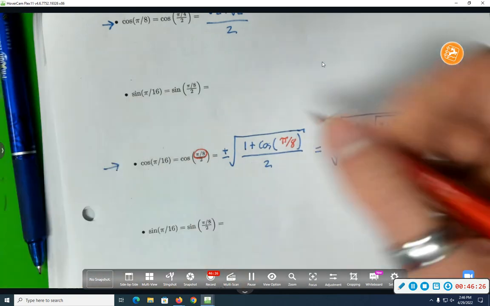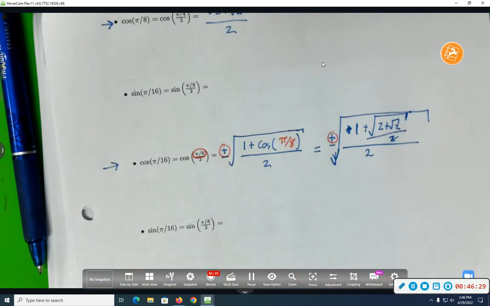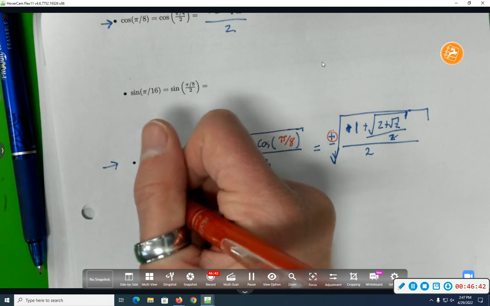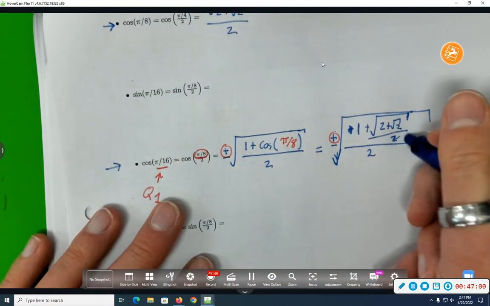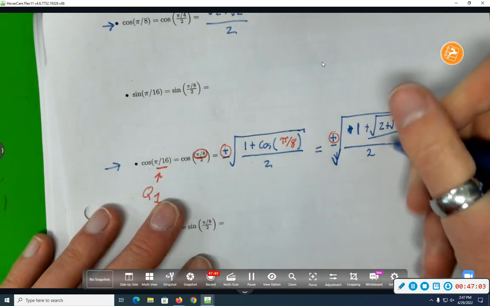And I had a plus here. Why plus? Because it is in quadrant 1. Where is pi over 16 in this case? Pi over 16 is in quadrant 1, so this is a plus. Nice. So we have an answer. There's no more trigonometry left in this problem. But that looks like something that we should probably simplify. Yes. And that 2 looks pretty bad.